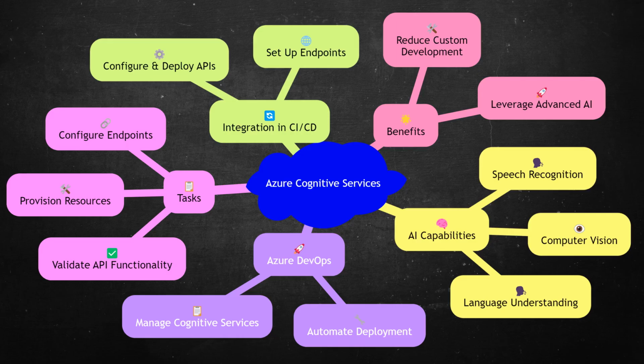Azure Cognitive Services provide pre-built APIs for various AI capabilities, such as language understanding, speech recognition, and computer vision. Integrating these services into a CI/CD pipeline involves configuring and deploying the necessary APIs and endpoints. Use Azure DevOps to automate the deployment and management of cognitive services. Define tasks for provisioning resources, configuring endpoints, and validating API functionality. This integration enables applications to leverage advanced AI capabilities without the need for extensive custom development.